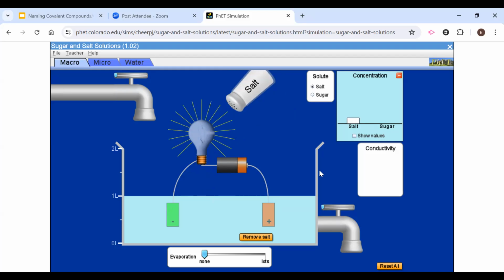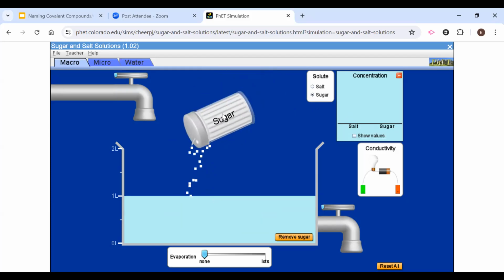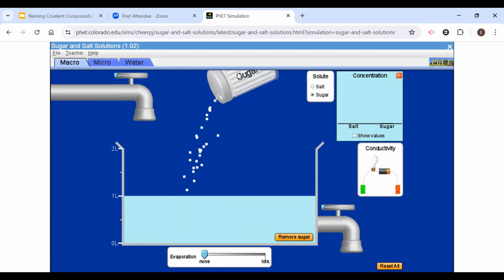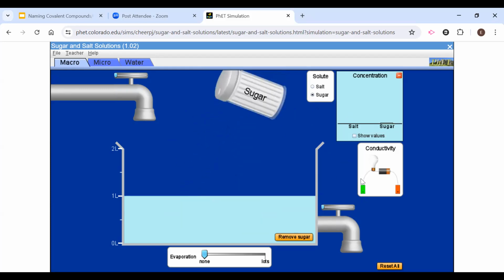Now, let's reset. Let's look at sugar. Sugar is a nonmetal compound. It's a covalent compound. Salt is an ionic compound. Sugar is a covalent compound. Let's see if it conducts electricity. Yeah, it's not. Sometimes it's a poor conductor, or it doesn't conduct at all. So it doesn't conduct electricity here. So remember, we are comparing ionic and covalent compounds.